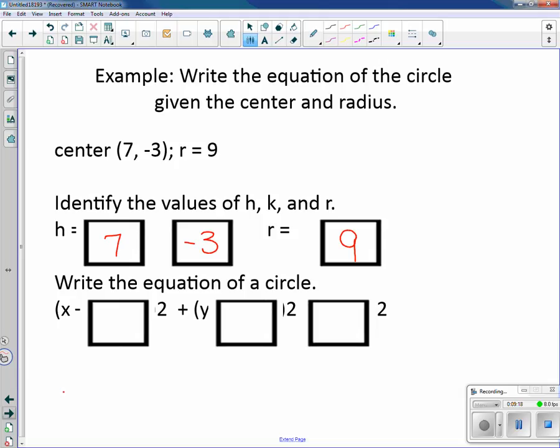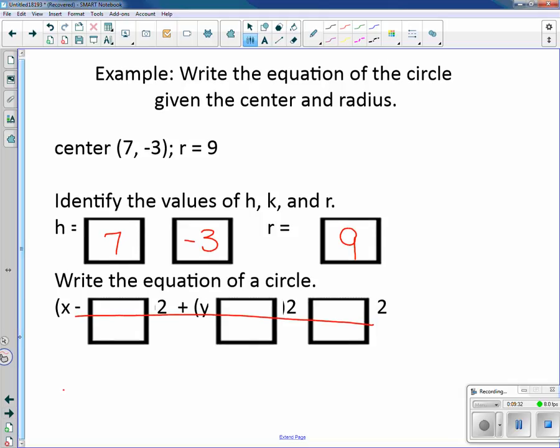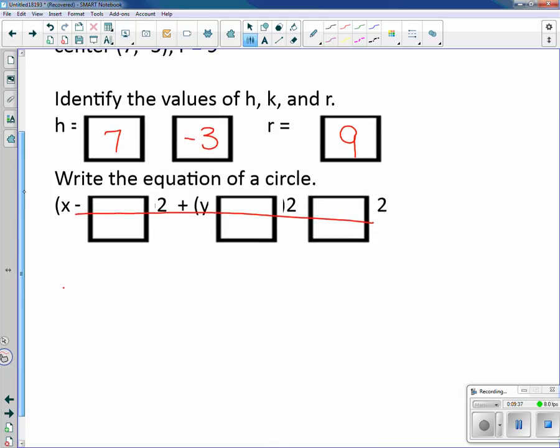Now, when I plug it into the equation, I am not going to write it like this because I don't like this. So we're just going to do it to the side. You are putting the opposite of what you see here. So the opposite of 7 is what? So it becomes (x - 7) squared. The opposite of -3 is what? +3. So this becomes (y + 3) squared. And then you have equals 9 squared.